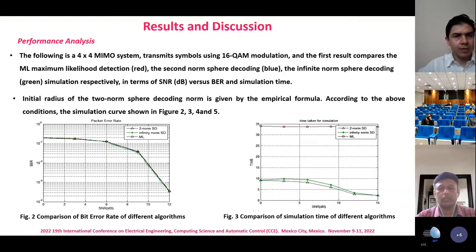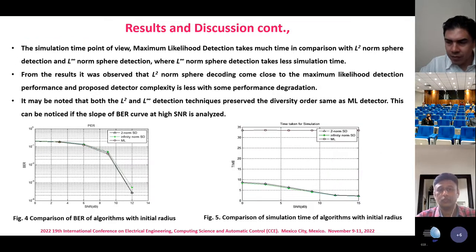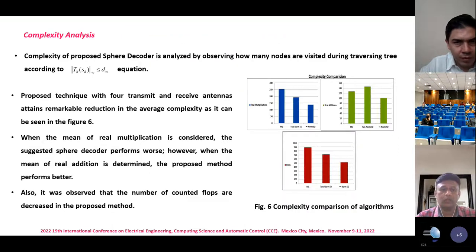This is done in the MATLAB tool, the 2021 version. Here we have used a 4x4 MIMO system, and we have transmitted symbols with 16 QAM modulation. If you see the comparison, the performance is the same as maximum likelihood, which we can say is the best, but when it comes to complexity, these charts show the bit error rate performance and simulation time also. Coming to the complexity analysis, we have done it in terms of real multiplications, real additions, and floating point operations.